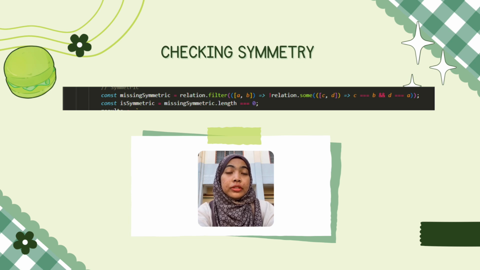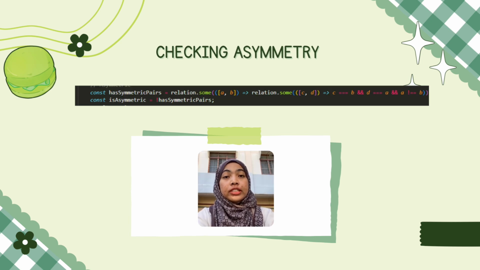And now let's move to symmetry. For symmetry, we ensure that for every pair (A,B) in the relation, the reverse pair (B,A) also exists. Here's the code. We iterate through the relation pairs and use some to check if the reverse pair exists. If any pair is missing its reverse, the relation is not symmetric. Now let's move to the asymmetric part. Asymmetry is the opposite of symmetry. It means there is no pair (A,B) that has its reverse (B,A) unless A equals B. Here's how it's implemented. We check if there are any pairs in the relation that violate the asymmetric condition. If none are found, the relation is asymmetric.